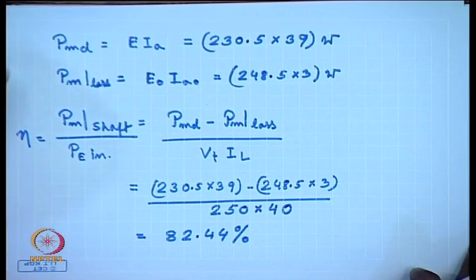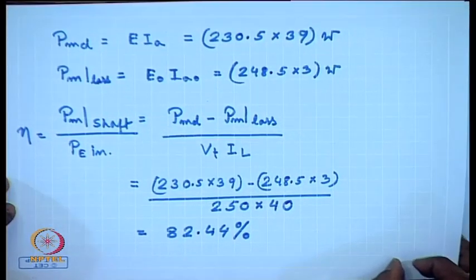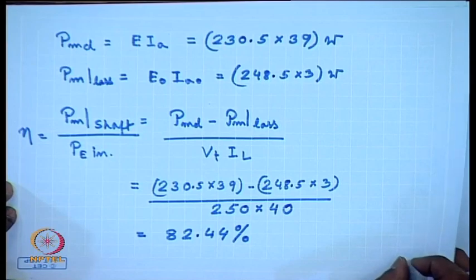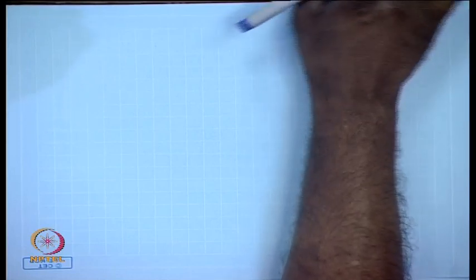So, we see that if the data is known, we can find out different performance parameters like speed, efficiency, current, etc. for a shunt DC motor. But before a DC motor can be used to supply a load, it must be started. How do I start a DC motor?